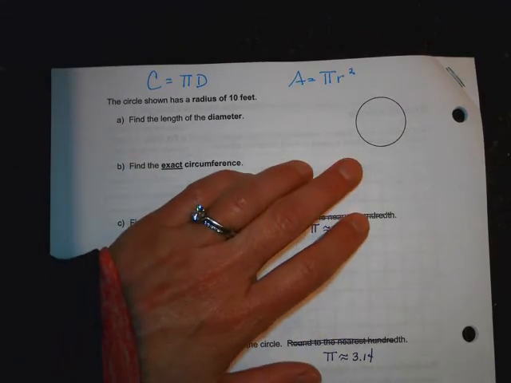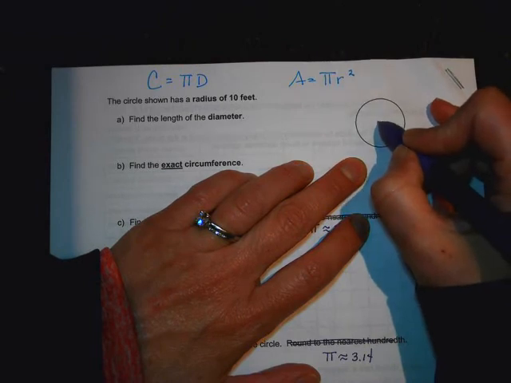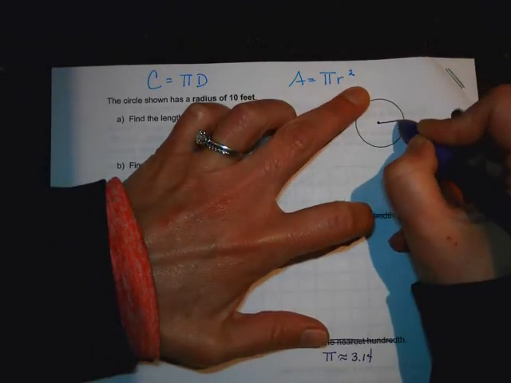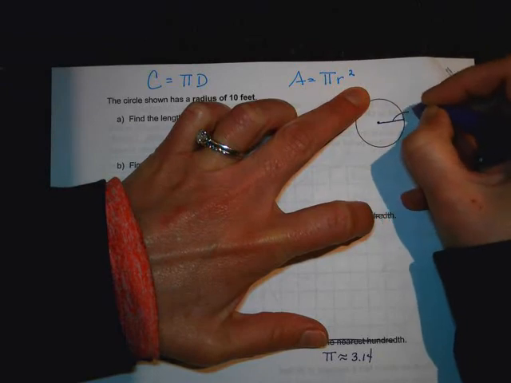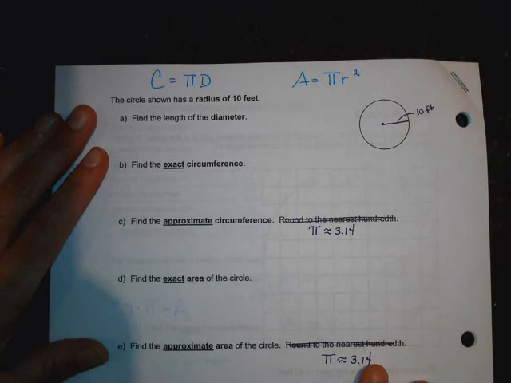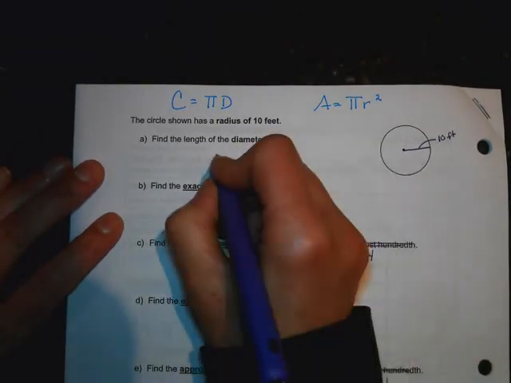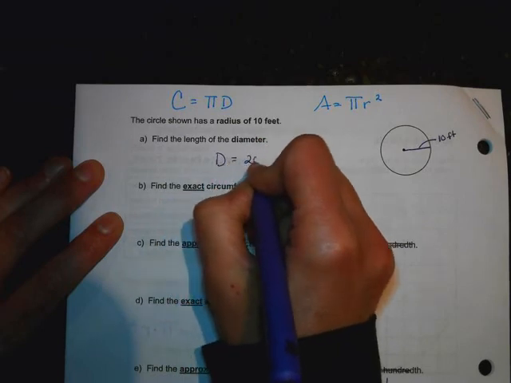Okay, so if I have to label the radius of 10 feet, I start in the center and work my way out. So I bet you guys are going to know that these are new vocab words, right, on that final. So the diameter would be 2 of those, so the diameter would be 20 feet.